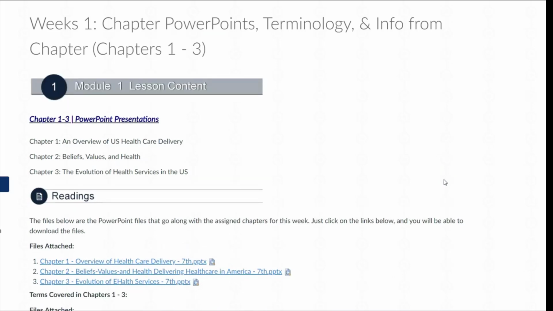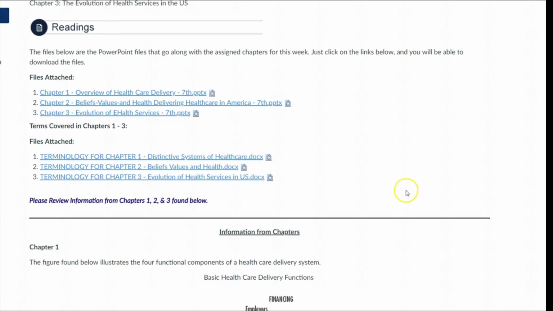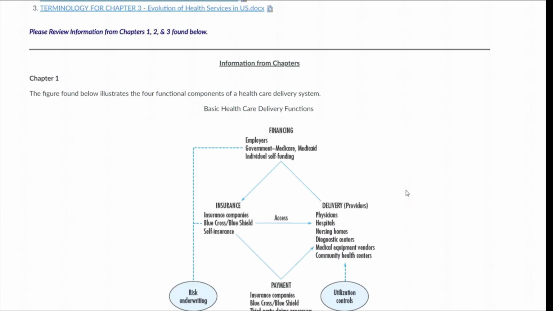Now, on the second content page of each week's module, you find a similar format for each week. You have the chapter PowerPoints for the assigned readings. I also have the terms and definitions from each chapter. And then you'll find a section of information from the chapter. Now, a lot of this information is covered in the textbook. Of course, you are required to read the assigned readings, take the time to go through the chapter PowerPoint and the video lectures, and ultimately go through the information from the chapters section found in each week's module.